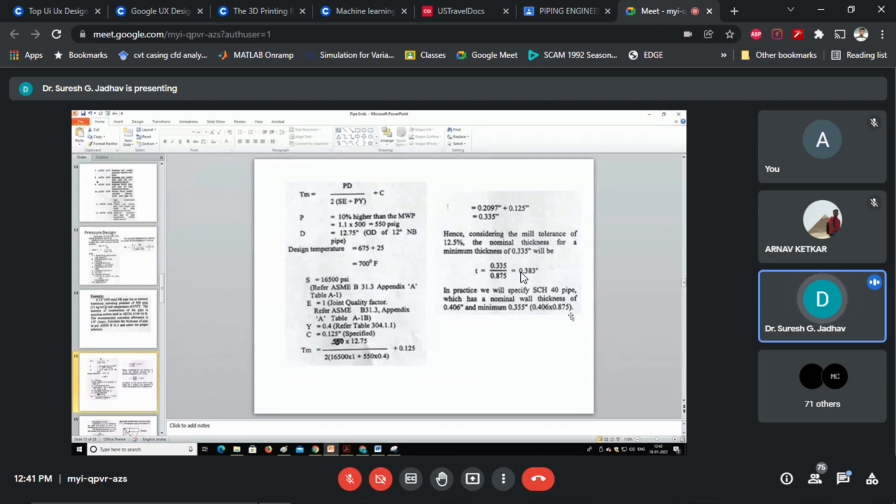We considered 0.406 into 0.875. So here we can select the proper schedule, schedule 40, and the thickness of the pipe as per ASME B31.3 is 0.383, and the nominal wall thickness is 0.406. That is the calculation to find the thickness of pipe as per ASME B31.3 and selection of the proper schedule, that is SCH 40.